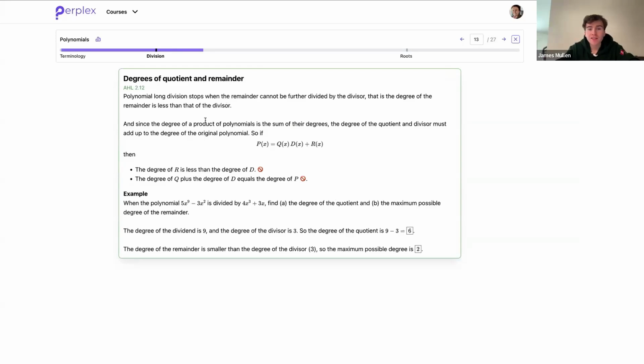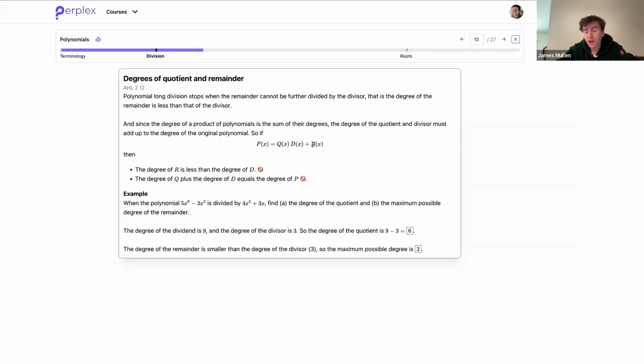Since the degree of a product of polynomials is the sum of their degrees, the degrees of the quotient and divisor must add up to the degree of the original polynomial. So p of x is equal to q of x times d of x. That means that q and d, when multiplied together, have to give the degree of p. Multiplying two polynomials, the product will have a degree which is the sum of the two degrees. So the degree of q plus the degree of d is equal to the degree of p.